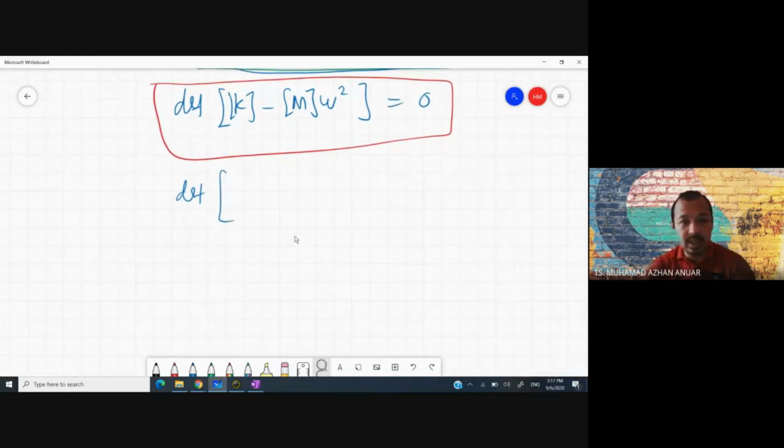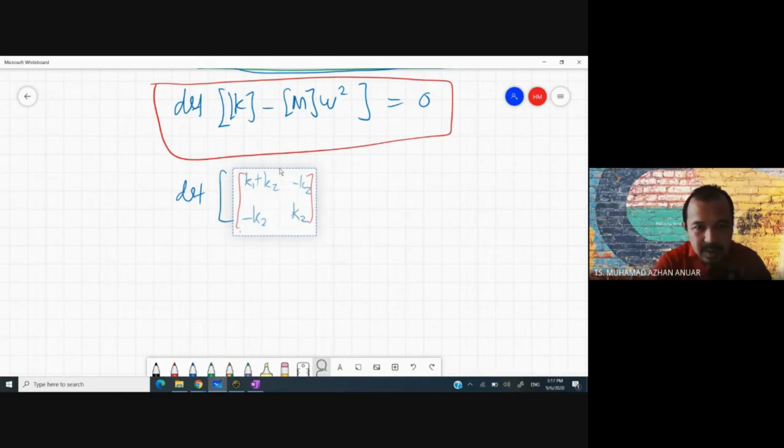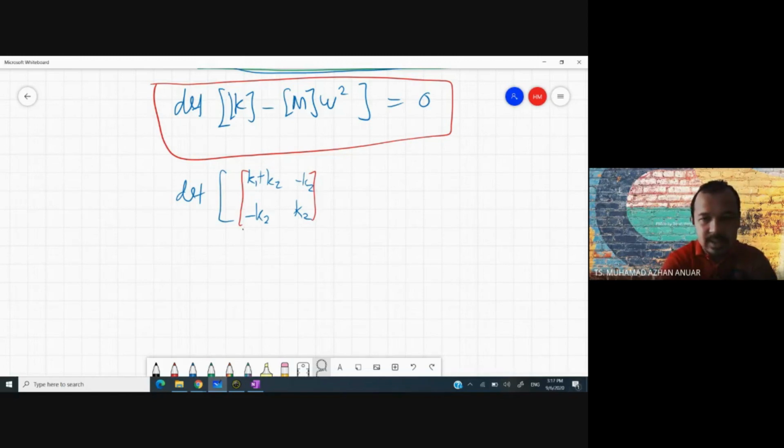Okay, so let's put it here. Yes. Okay. So we know that our matrix here, so let's paste it here. Okay. So that is our K matrix minus, okay, so let's use the blue color, minus the M matrix.